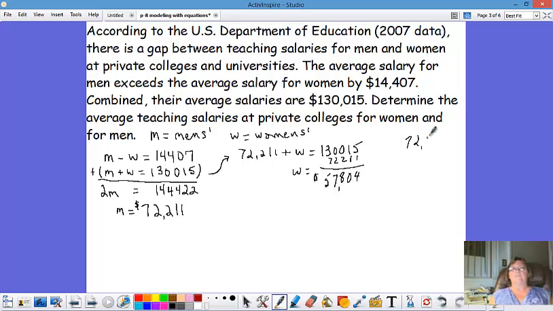If we do 72,211 men minus women, which were 57,804, we should end up with that 14,000. It looks like it's going to be close. 11 minus 4 would be 7. 10 minus 0, yep, that's a 0. And let's see, 12 minus 8 is 4, 11 minus 7, 4, and 6 minus, yep, I think we got it. There's our check.